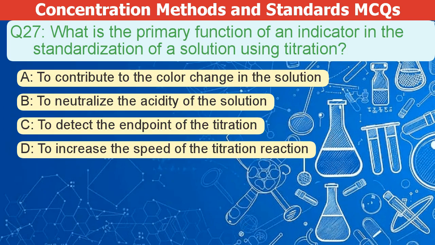What is the primary function of an indicator in the standardization of a solution using titration? A. To contribute to the color change in the solution. B. To neutralize the acidity of the solution. C. To detect the endpoint of the titration. D. To increase the speed of the titration reaction.